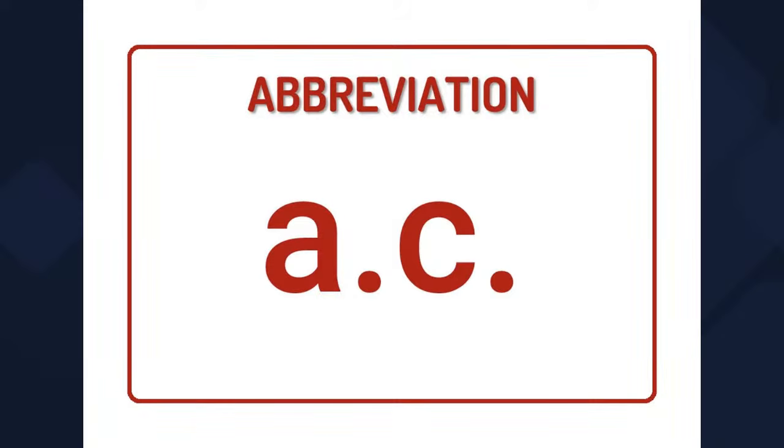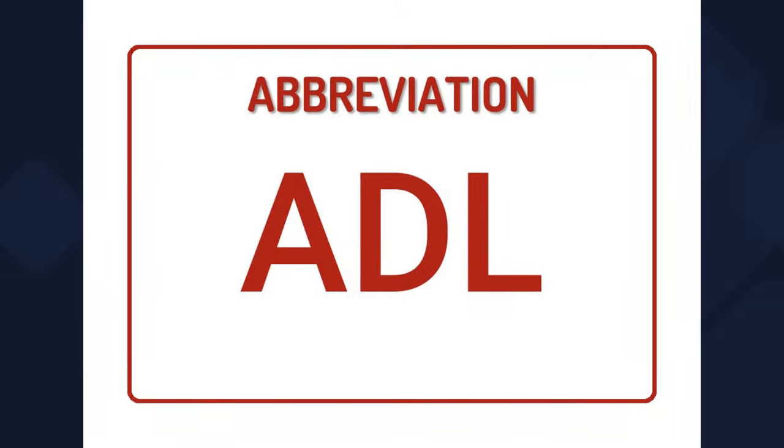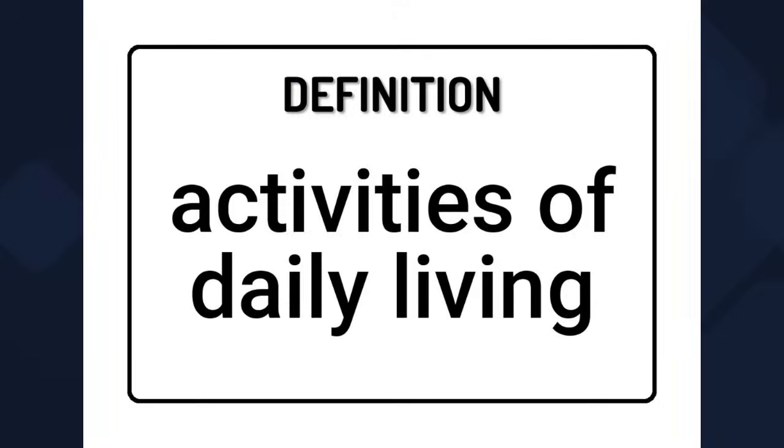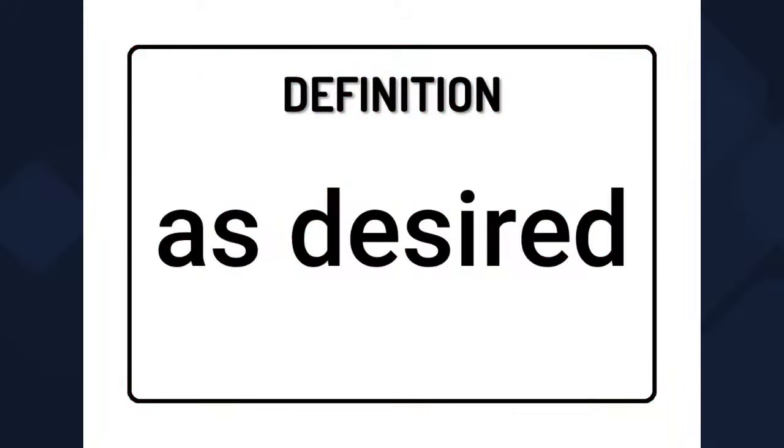The abbreviation AC means before meals. The abbreviation ADL stands for activities of daily living. Ad lib is as desired. An example would be that your resident can ambulate ad lib, which means they can get up and walk whenever they feel like it.